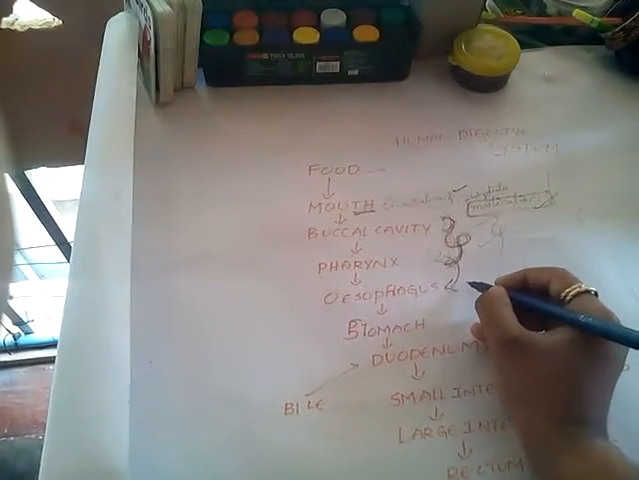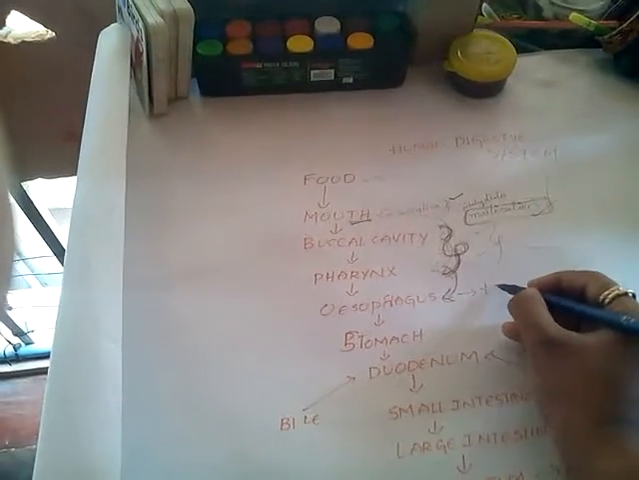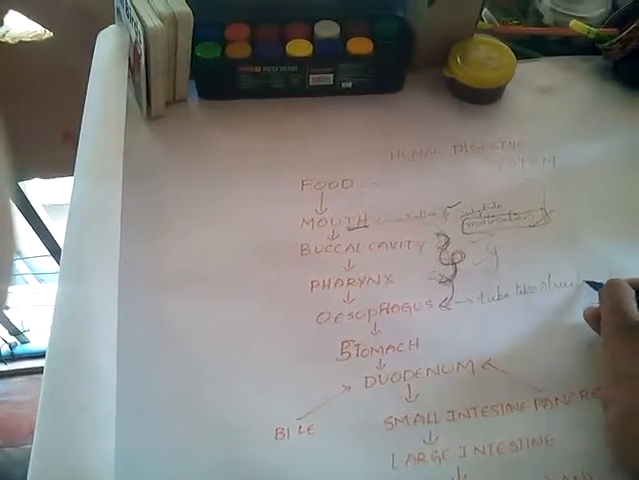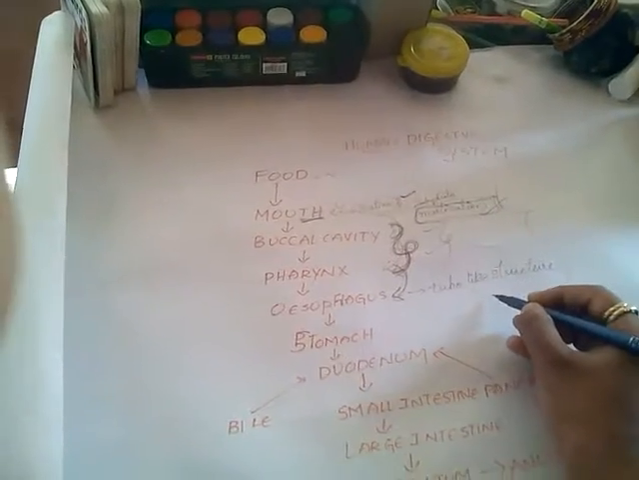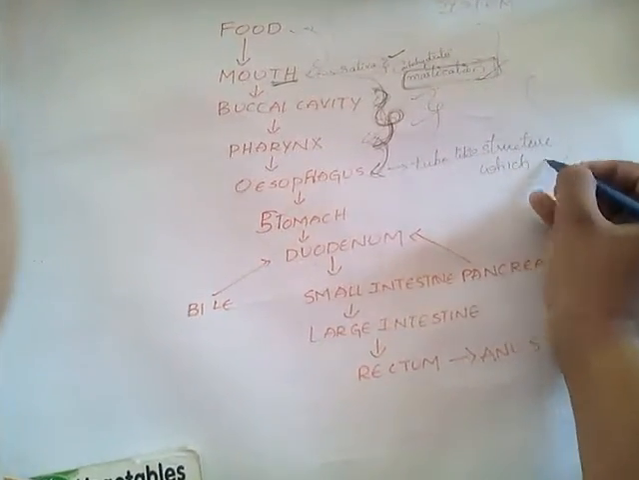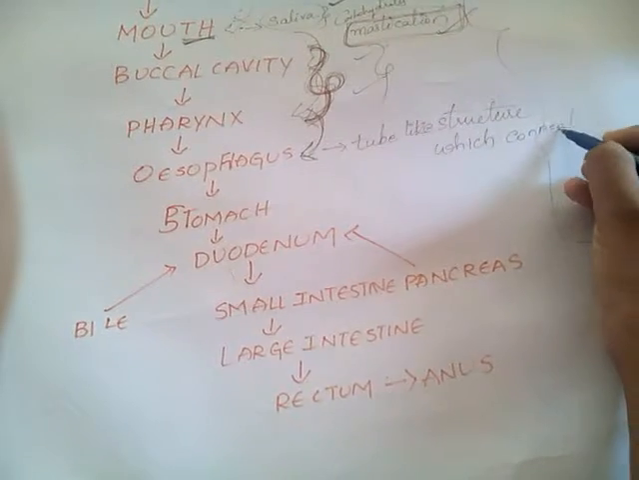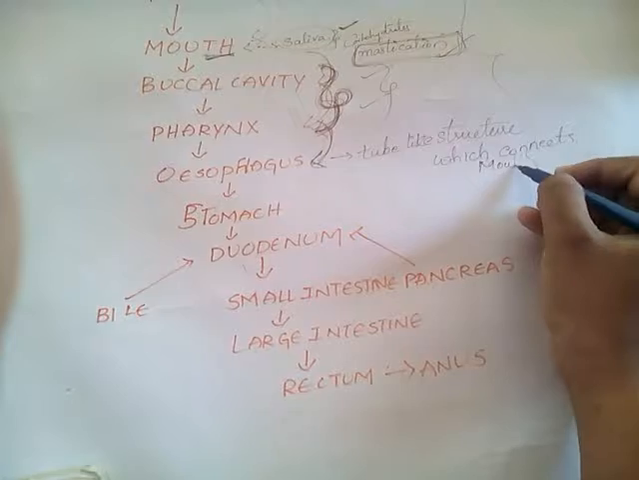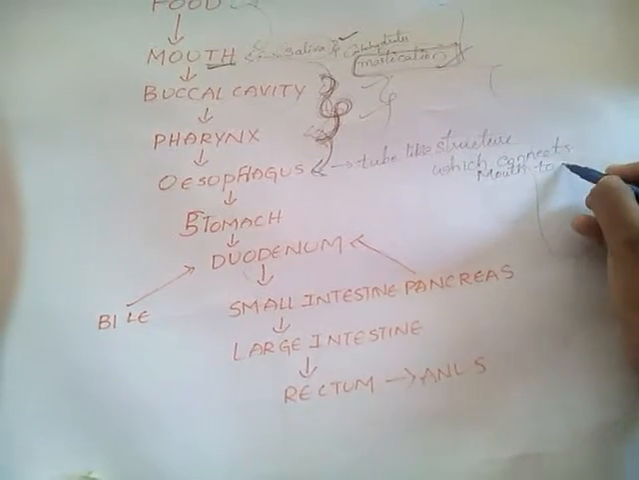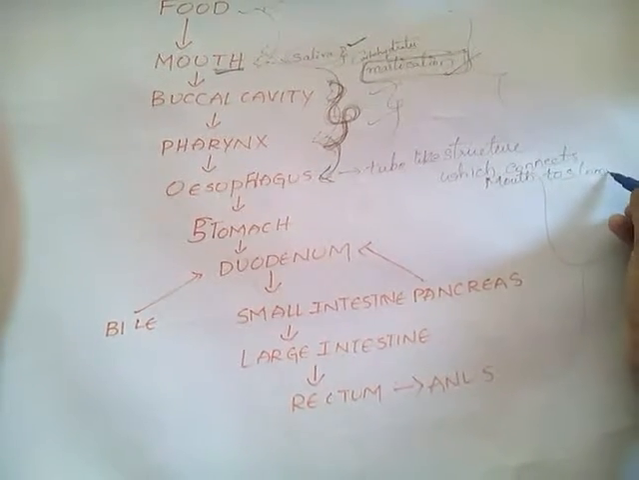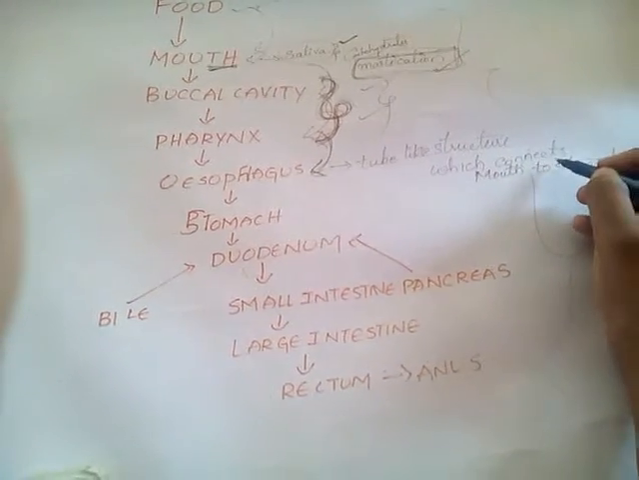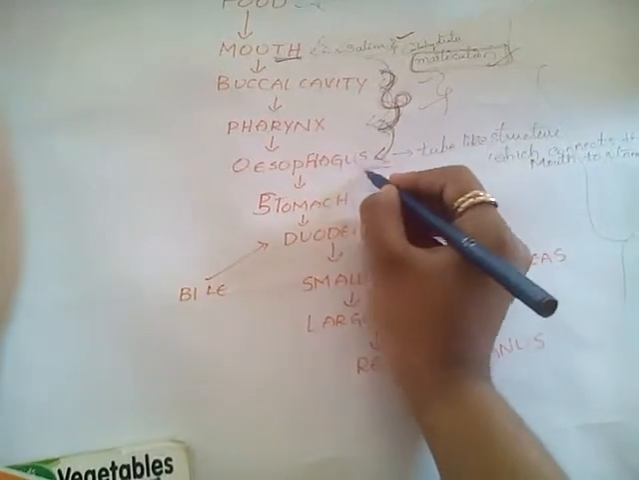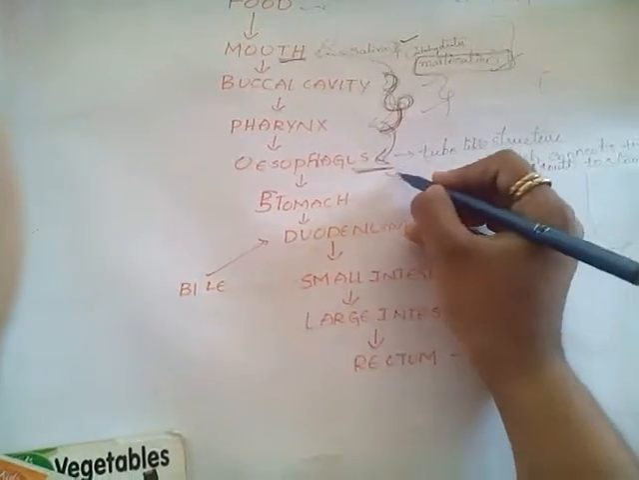The esophagus is nothing but a tube-like structure which connects the mouth to the stomach. So the esophagus is only for the transportation of the food.